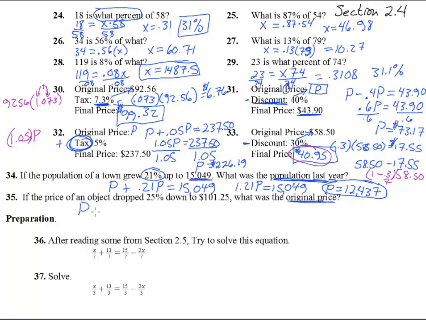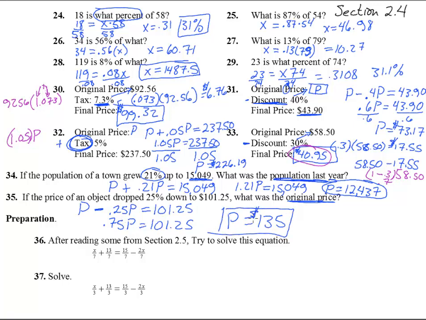Number 35, if the price of an object, it used to be there, the original price is what we're looking for, dropped down, subtraction, 25%. Now 25% of what? Well, the original price. And it went down to, the final is 101.25. This is combined 0.75p equals 101.25. So we're going to divide both sides by 0.75. And we get P equals, we should have 135. That's 101.25 divided by 0.75, and the original price is $135.